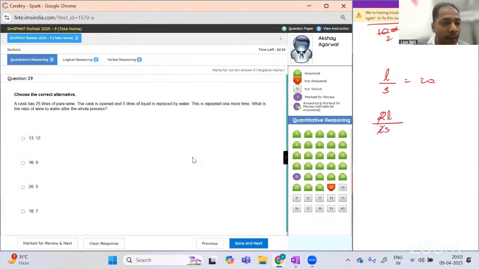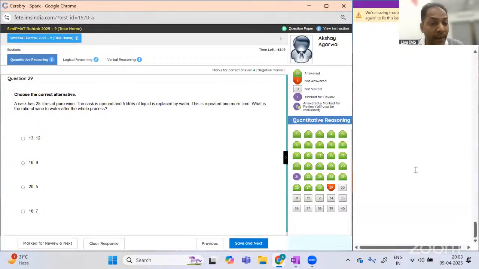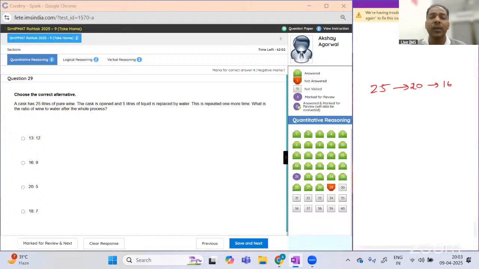Yes, Pradima. The cask has 25 liters of pure wine. The cask is opened and 5 liters is replaced by water. 20% replacement happening. This is repeated one more time. What is the ratio of wine to water after the whole process? So earlier it was 25, 20% is being replaced, it becomes 20, it becomes 16. I could have used the wine left formula also, but I can directly see 20% is being replaced. So I'll have 16 liters of wine, so 9 liters of water. Wine to water would be 16:9.